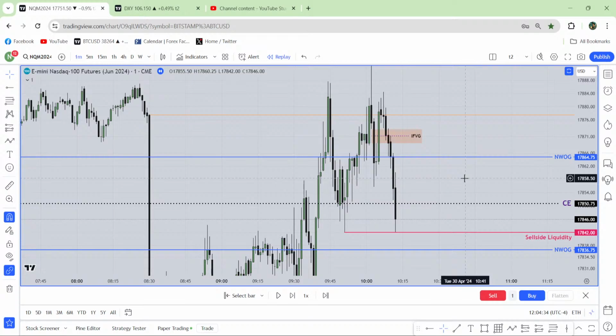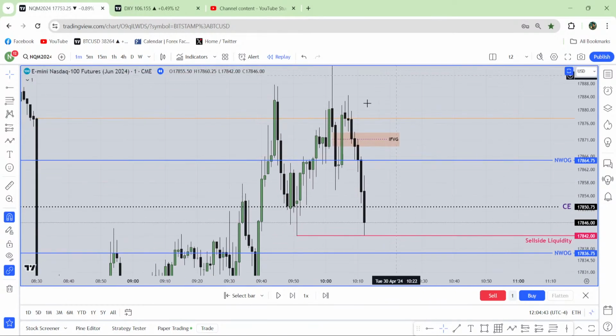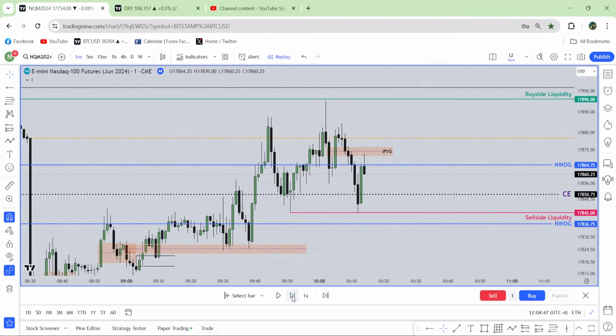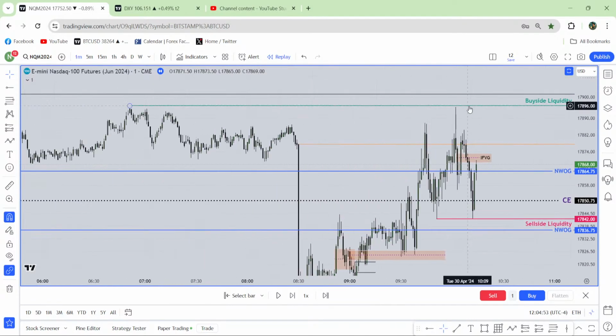If you were with me on my Twitter, I told you about mark 17842. Now I have sell side liquidity, I have buy side liquidity, and I'm out of the market. The reason is, just look here, market was around that area. What do you think where market will go? Is it going to take that buy side liquidity?